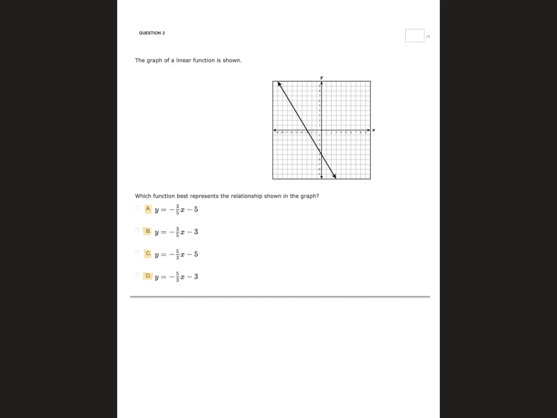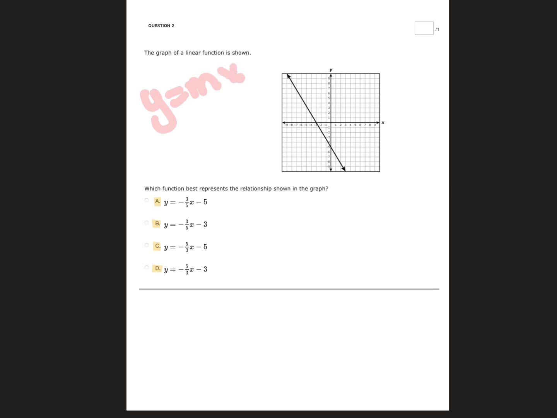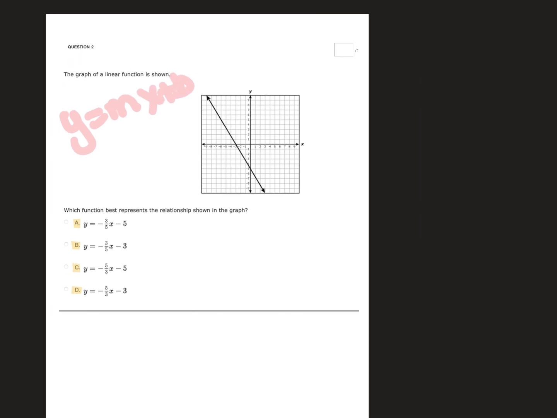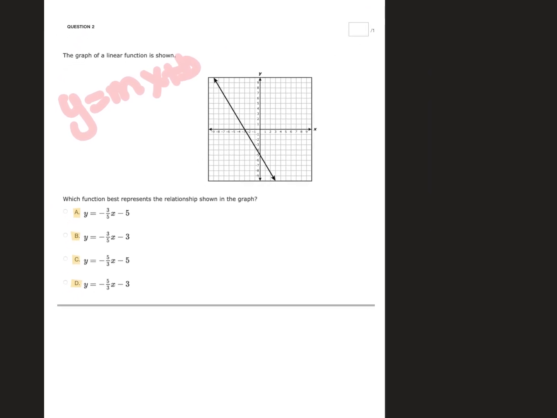So in this question here, I'm simply writing an equation of a line in slope-intercept form. Remember that slope-intercept form is y = mx + b. Where I'm going to start, first, is by finding my y-intercept. So there's my y-intercept right there at -5.